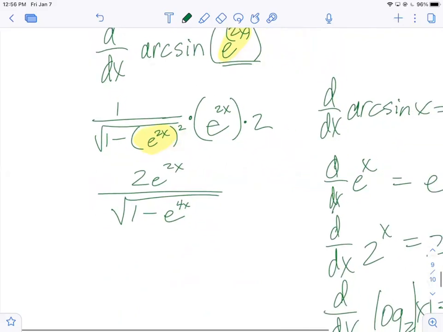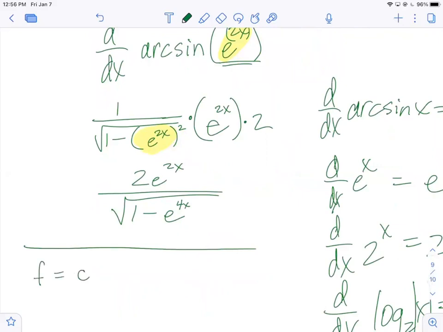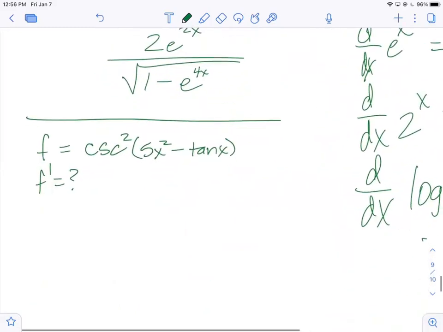Yeah, okay, all right. How about this one? What if f is equal to cosecant squared of 5x squared minus tangent of x, f prime equals what? So this is the noun format now. I've defined the expression.